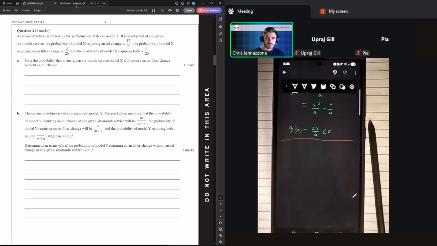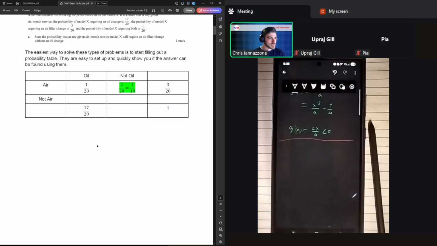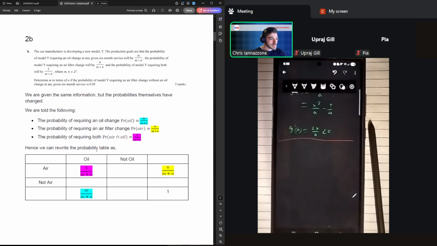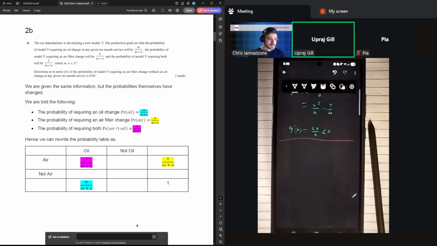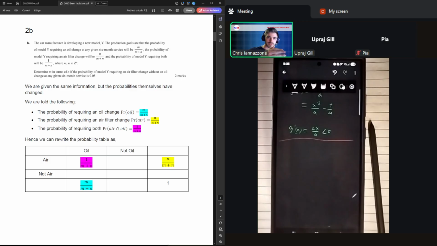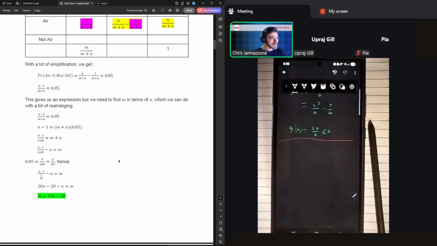Whether you use a Venn diagram or a probability table, you're still basically doing the same sort of things. Where previously we had 1 on 20, 3 on 20, 17 on 20, you can now do the equivalent in terms of the m and n things that you were given. Chris, are we meant to get like an equation? Yeah, so determining m in terms of n means you have m on one side of the equation and then only constants or n on the other side of the equation. Okay, I got m is equal to 19n minus 20. That'll be good. Yeah, that sounds good to me.